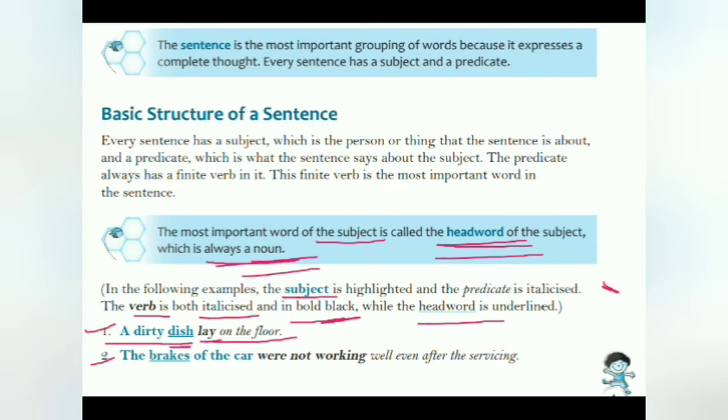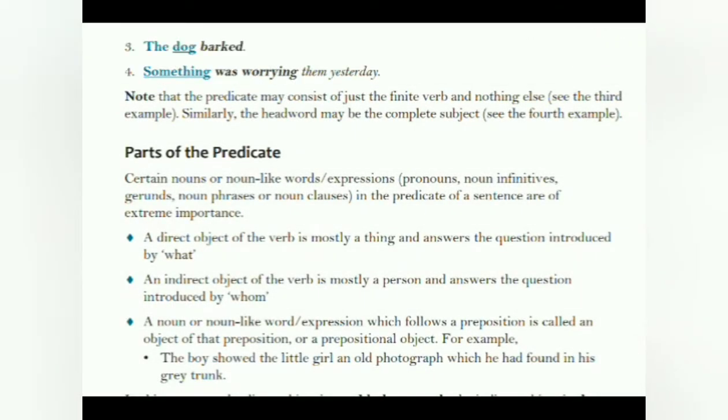That means lay is the verb. Clear? In the second sentence, the brakes of the car. This part is the subject. And the leftover part is the predicate, as it's telling about the subject. Here is the underlined word, it is the head word. And the bold and italicized word is the verb. So is it clear? The third and the fourth example, let's read them out.